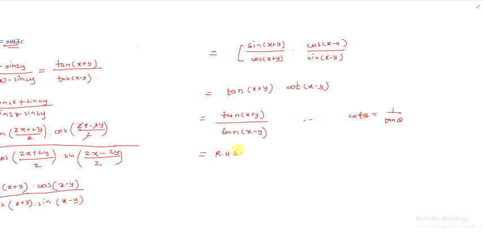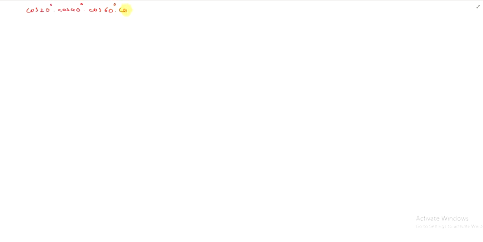Just like this one we can prove or solve the remaining examples also. These examples are very easy. Now let us have one more example, which is very important also. It may be asked in exam also. What is that example? The fifth one: cos 20 degree into cos 40 degree into cos 60 degree into cos 80 degree is equal to 1 by 16.